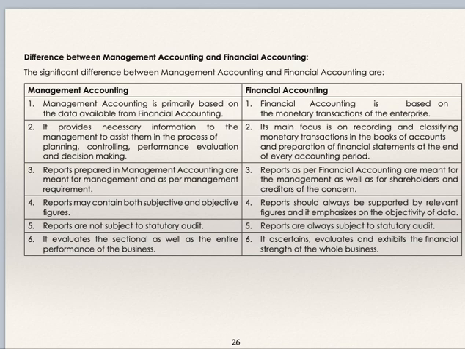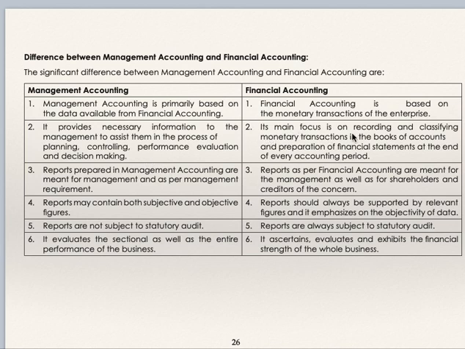Now we'll see distinction between management accounting and financial accounting. Management accounting is primarily based on data available from financial accounting. Financial accounting is based on monetary transactions of the business. So, in short, management accounting uses financial accounting and cost accounting information, whereas financial accounting is based on bookkeeping. Next distinction, management accounting provides necessary information to the management to assist them in the process of planning, controlling, performance evaluation, and decision making.